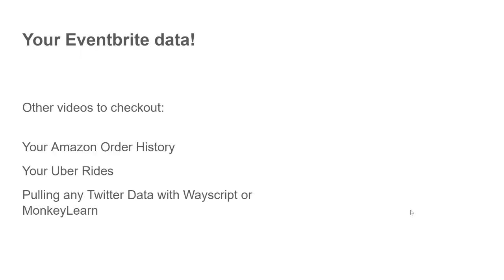So in that sense, we have already a number of videos out there that are related to this one. You can check out how to pull in your own Amazon order history, your Uber rides, and we do some fun stuff pulling any Twitter data, including our own, into some of the no-code tools. So with Wayscript and Monkey Learn, we're able to drag and drop and do some really cool stuff with AI to classify tweets, for example, and look at the sentiment analysis on how positive or negative that text analysis is. So a lot of cool stuff to do today.